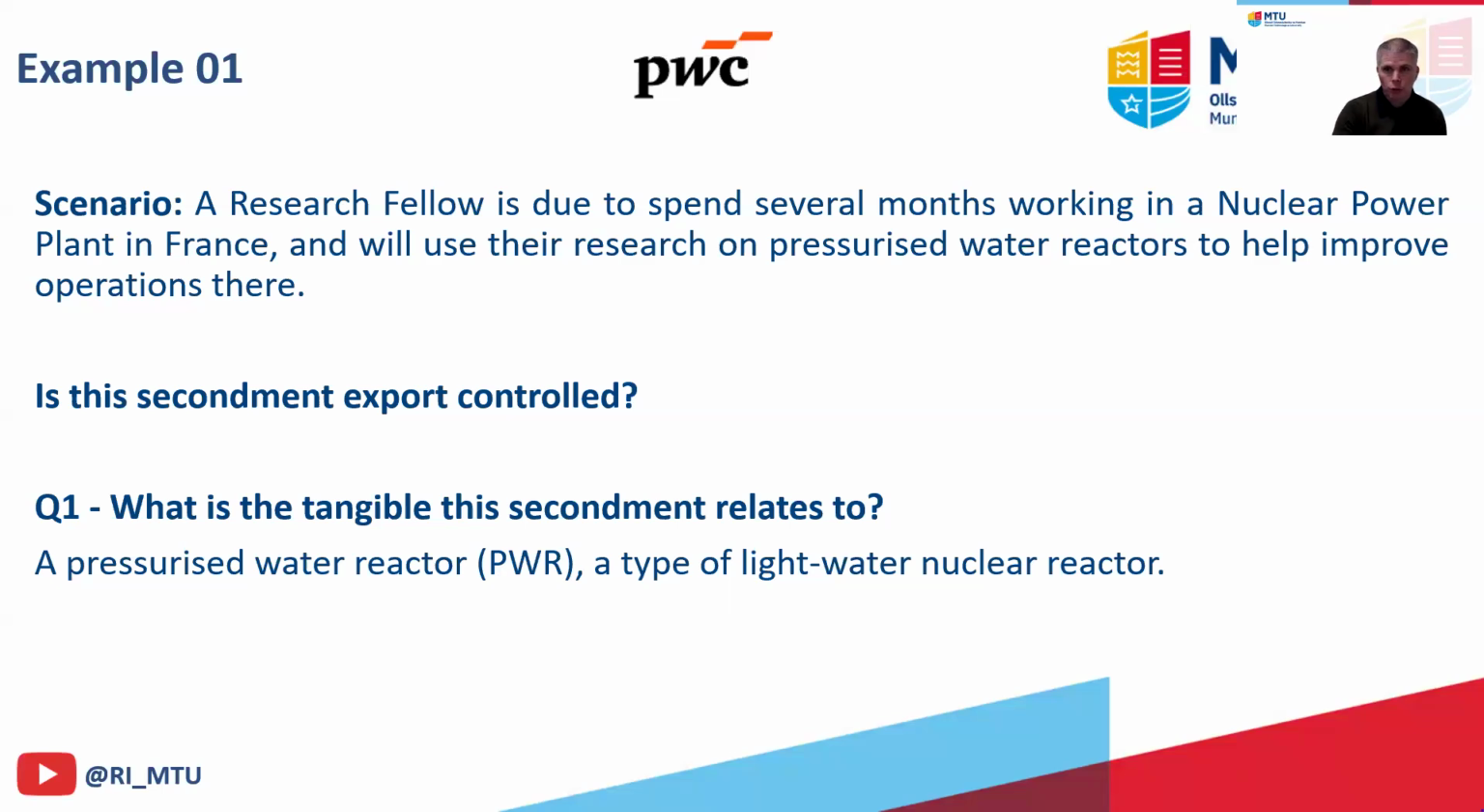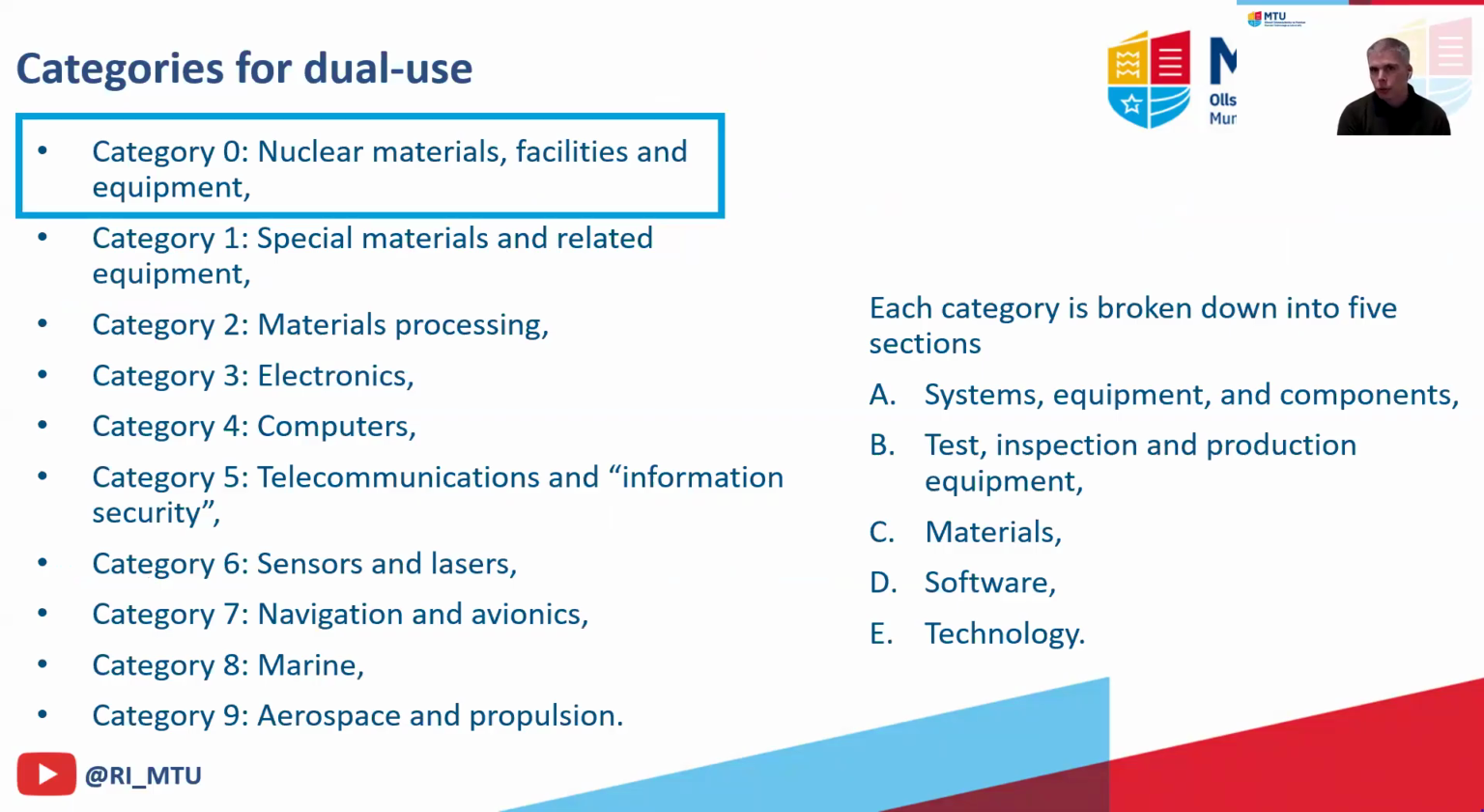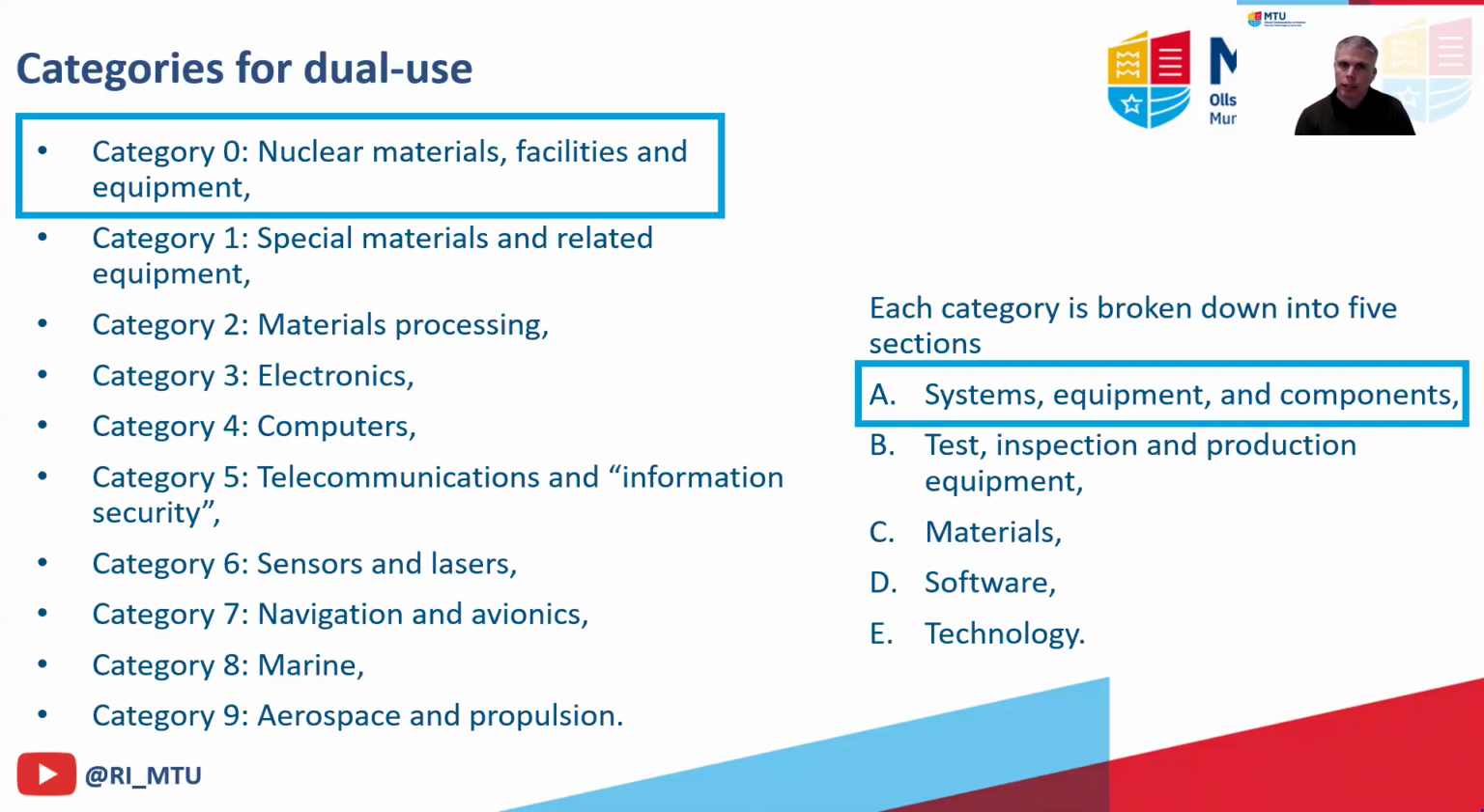If this is your research, you have a lot more than 3 or 4 sentences, but this hopefully gives you an idea of how we navigate through this. Okay, so if we go back to our categories, where are we? If we look at our 10 categories, we're talking about nuclear reactors, so we are actually in category 0. What are we doing in terms of nuclear reactors? Well, we're looking at the use, the operation. So essentially that would fall under the section of systems, equipment, and components. So what we have here is category 0 and section A.